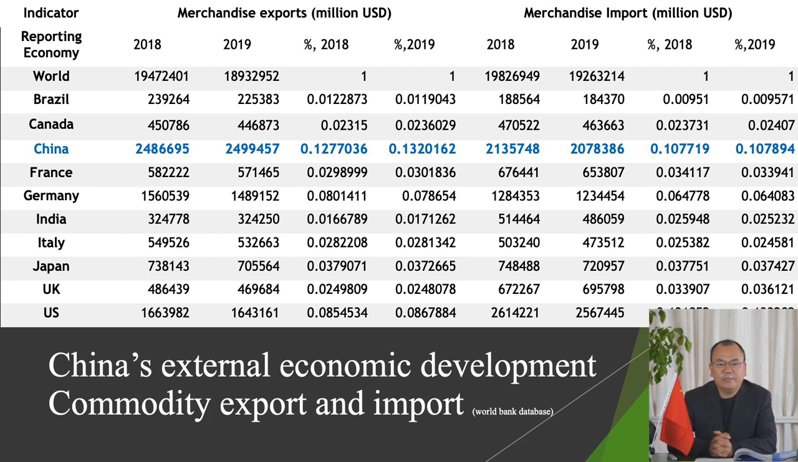So, about the external economic development, we can see this table. This table is about the world's export and import. On this table, you will find in 2018 and 2019, China is the #1 exporter in the world. China's export occupied the world's total export 7.7% in 2008, and in 2019 the percentage is 13%.